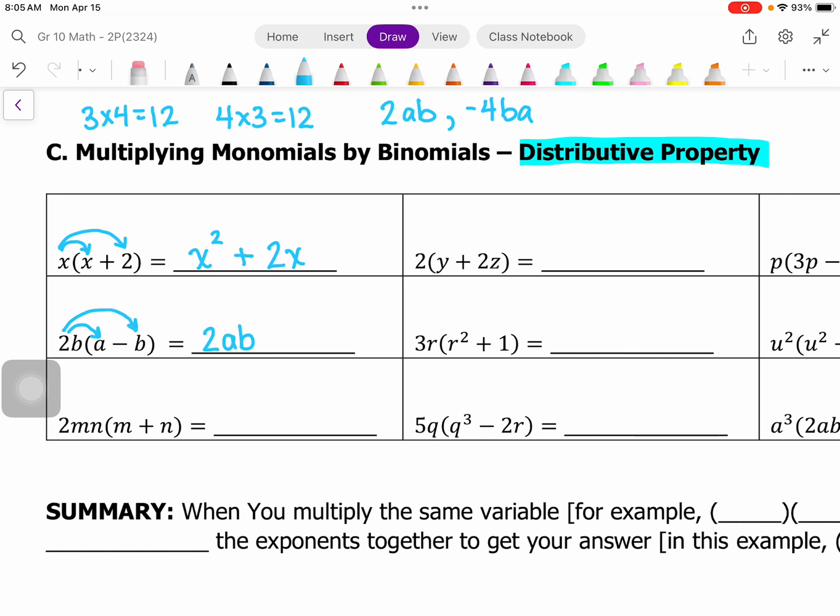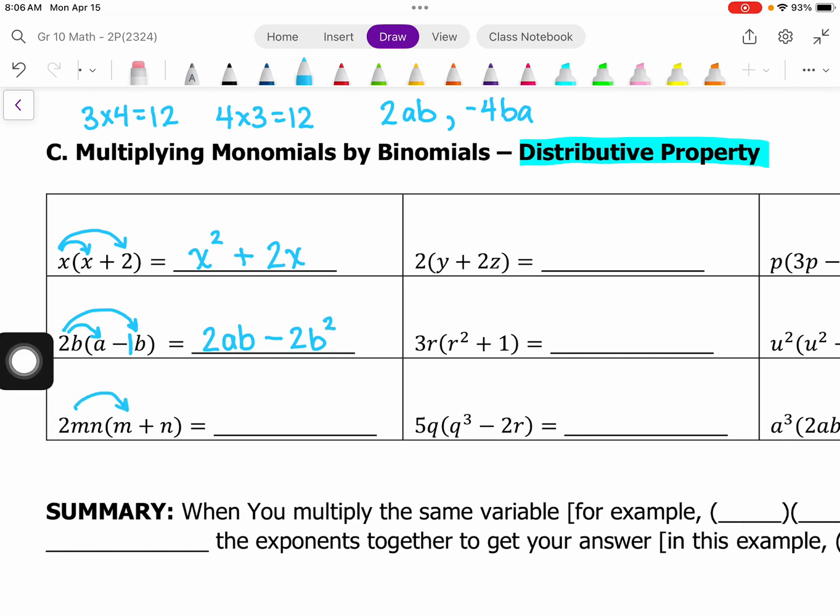2b times negative b. So sometimes it's helpful to see a coefficient of 1 if our coefficient isn't written. So I have a 2 times a negative 1. The answer is a negative 2, so that's going to help me to determine that my sign is a subtraction and not an addition here. Then I have b times b, which is b squared.